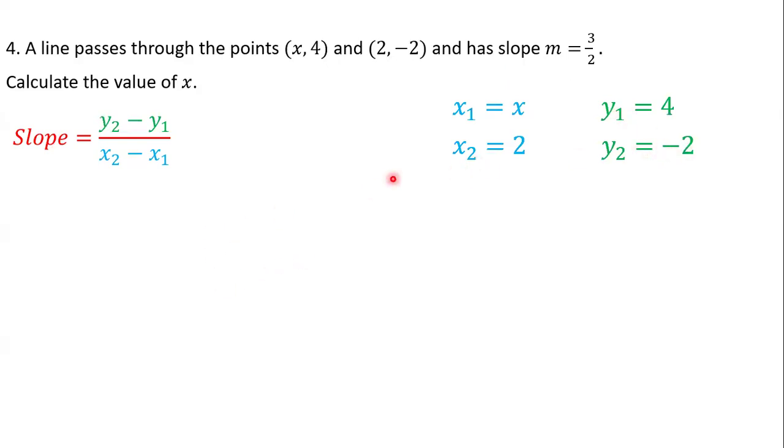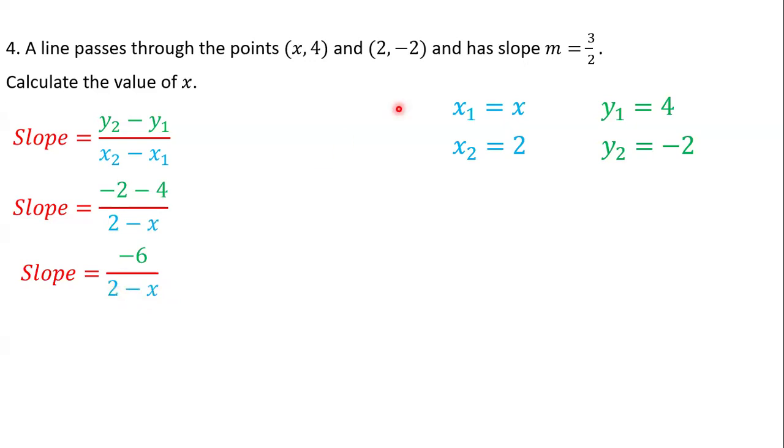And so we're going to substitute. We have that y2 is equal to -2, y1 is equal to 4, so we have -2 minus 4. We have x2 is equal to 2, and x1 is equal to x. So here we have -2 minus 4, which gives us -6. And so we have -6 all over 2 minus x. We cannot perform the subtraction because these two are unlike terms.